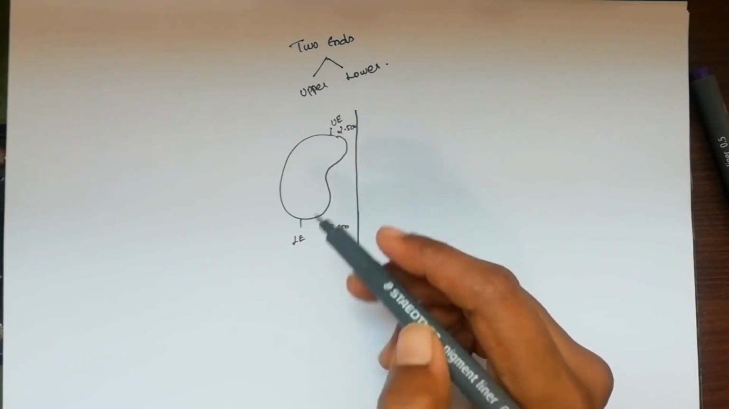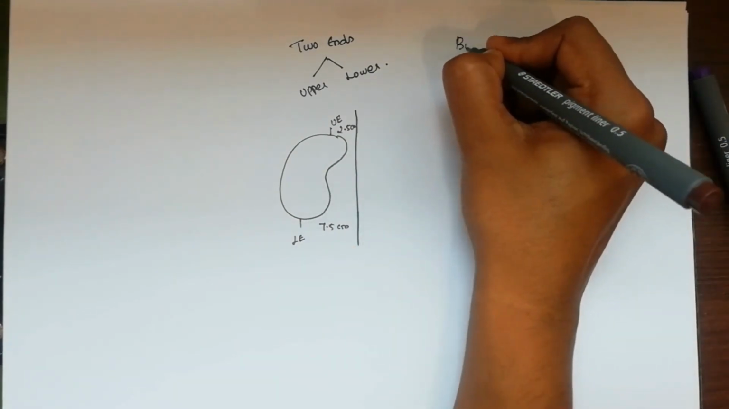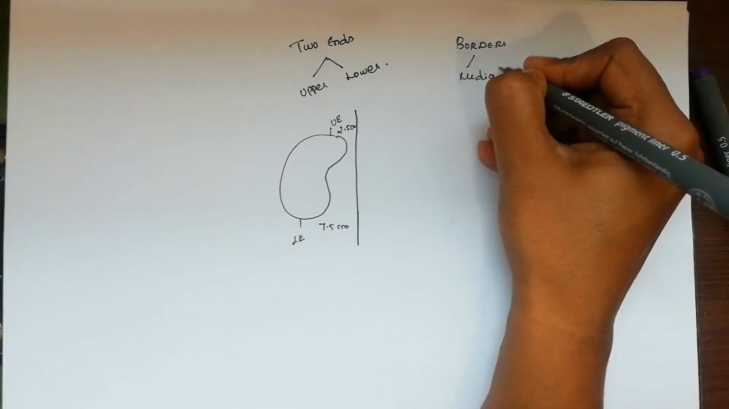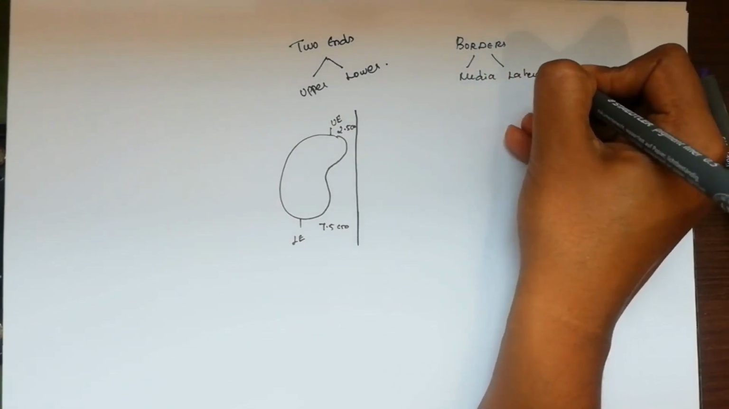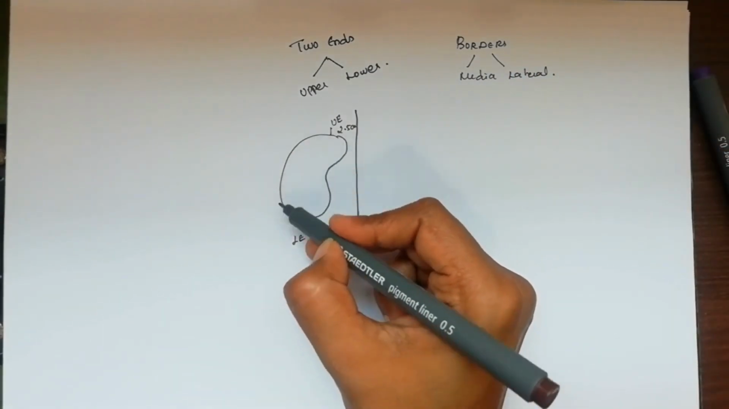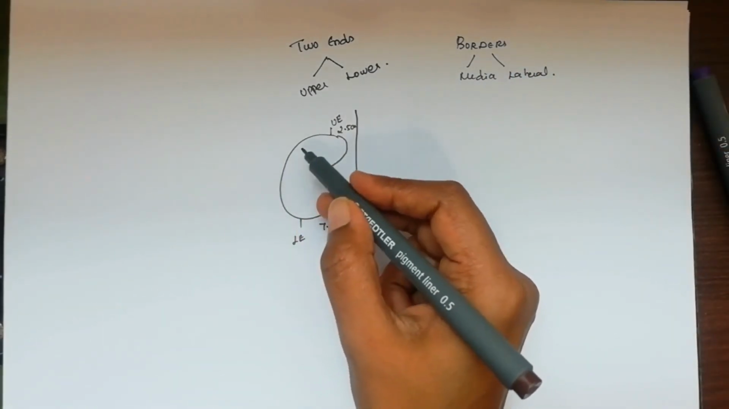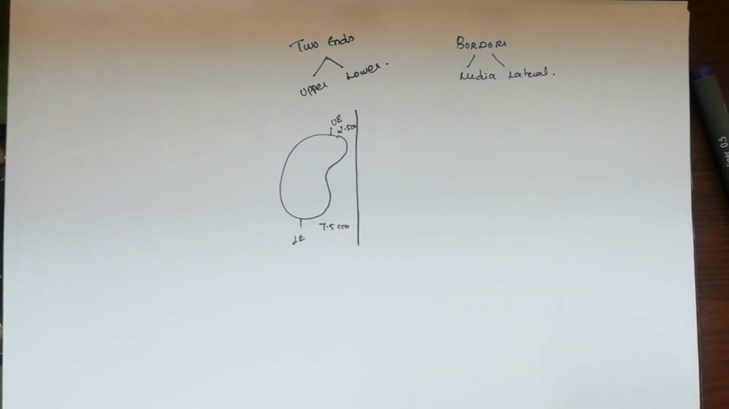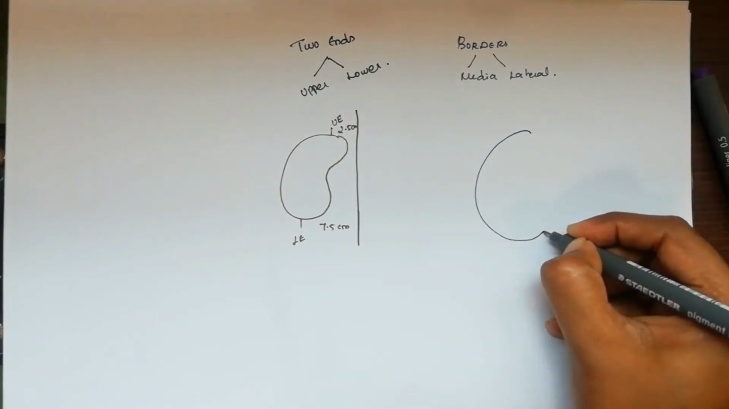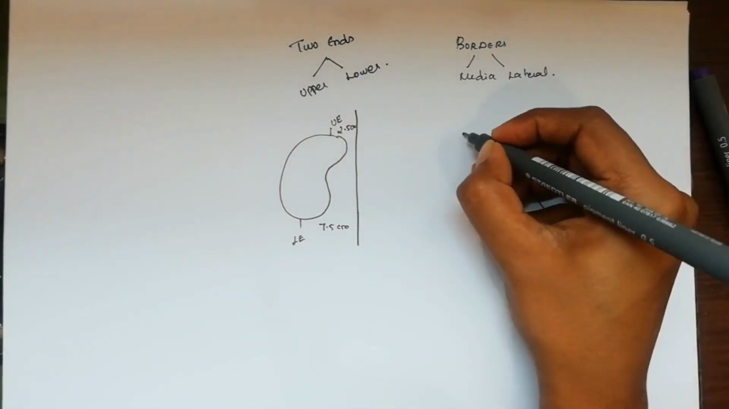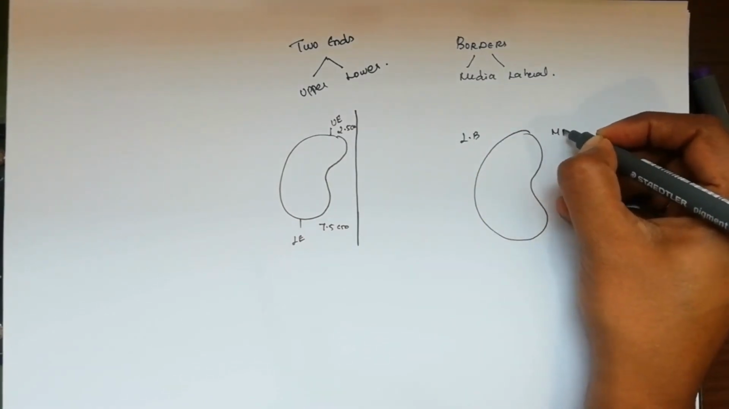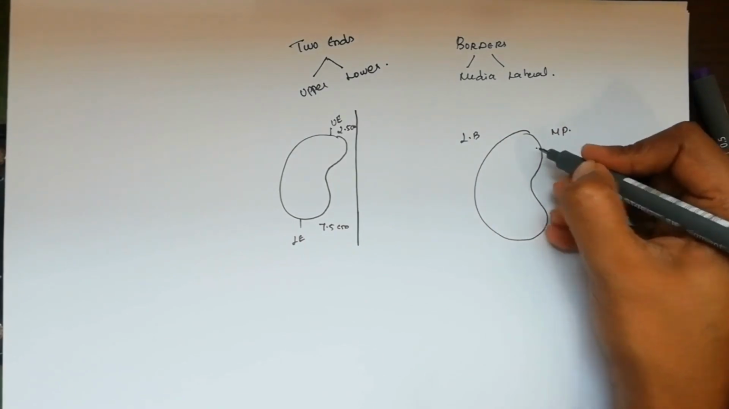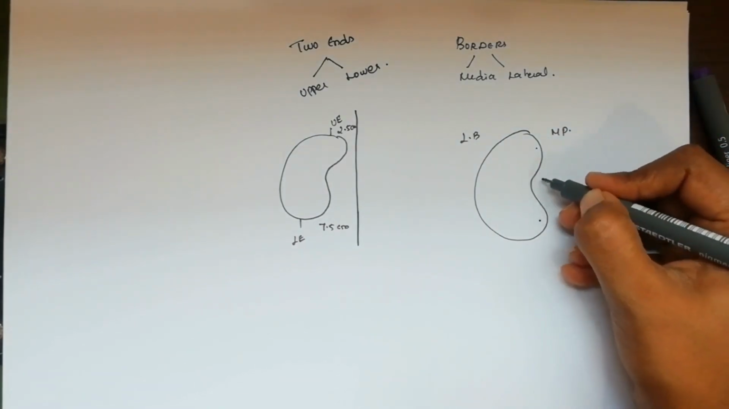So now we will move on to borders. As you know, we have got two borders, medial and lateral. Talking about medial and lateral border, here you can make out, this is the lateral border. Lateral border is convex and thick. I will show you again an image. So this is the lateral border and this is the medial border. The lateral border is convex. Medial border, upper and lower part is convex, in the middle part is concave.